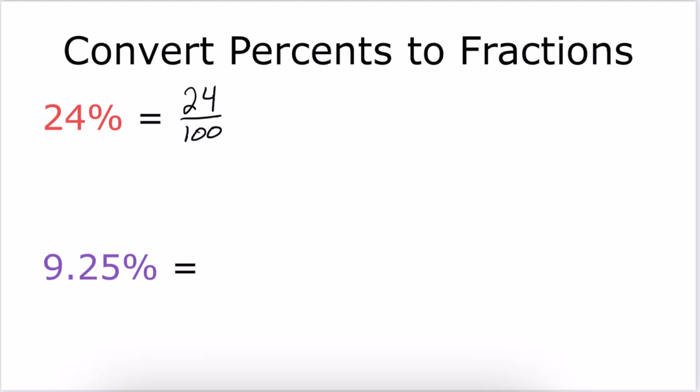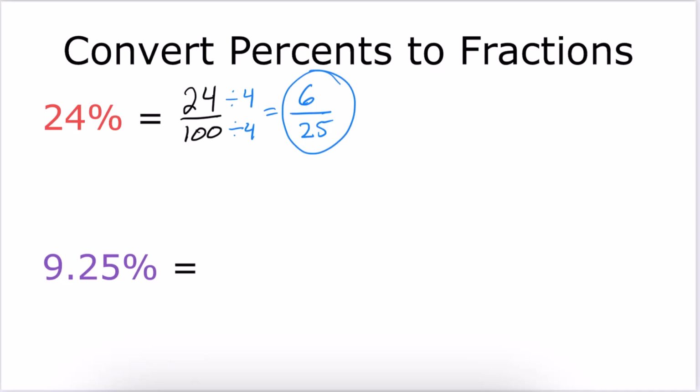And this fraction is reducible because they're both divisible by 4. So if I divide the top number by 4, I'm going to get 6. If I divide 100 by 4, that gives me 25. And 6 and 25 don't have any common factors, and so that is fully reduced.